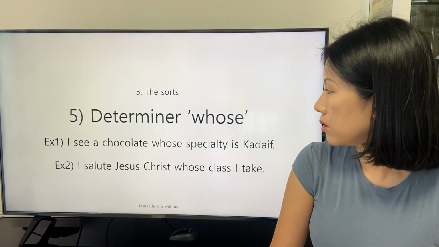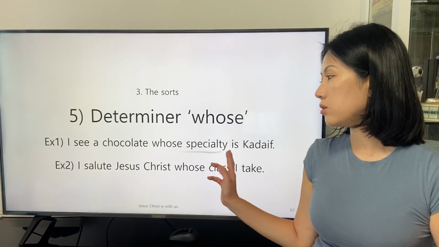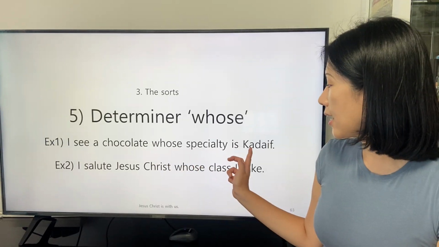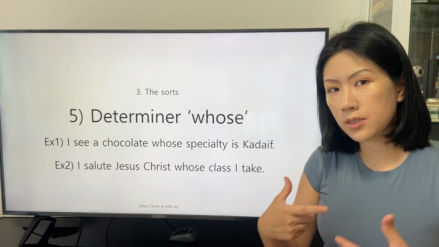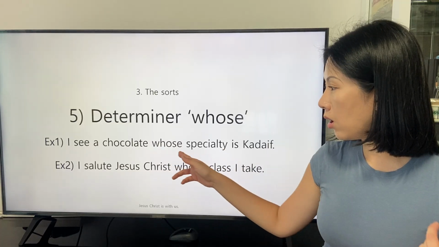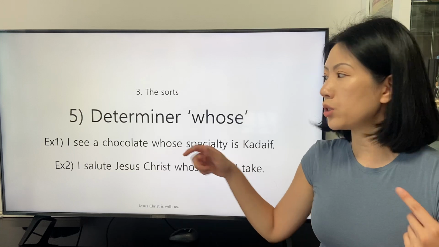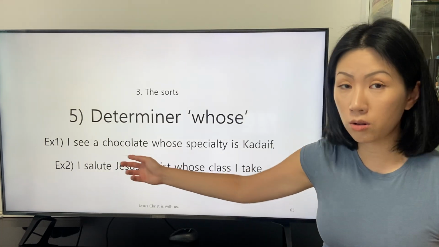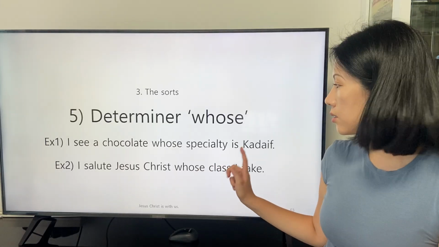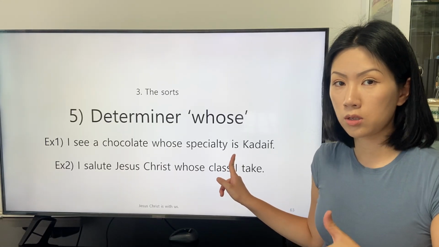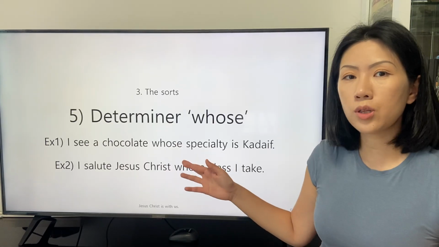And let's look into the subordinate clause, whose specialty is kadaif. The speaker describes the specialty that belongs to the object, a chocolate. And this specialty is the subject of the subordinate clause. And let's go to the second example.